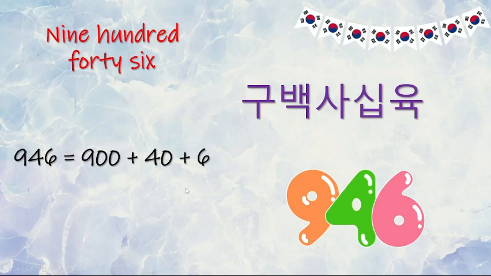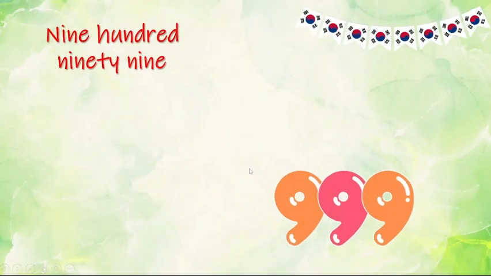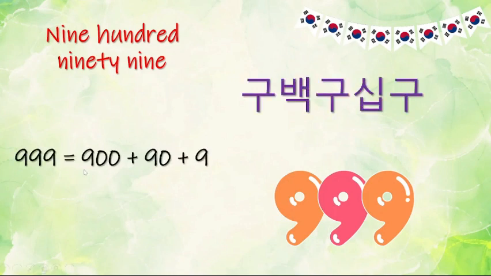Okay, now comes the last 3-digit number, that is 999. Now it is a combination of 900, 90 and 9. So 900 is gu baek, 90 is gu sip and 9 is gu. So in Korean language 999 is 구백구십구. Very easy. So this is how you form 3-digit numbers in the Korean language.